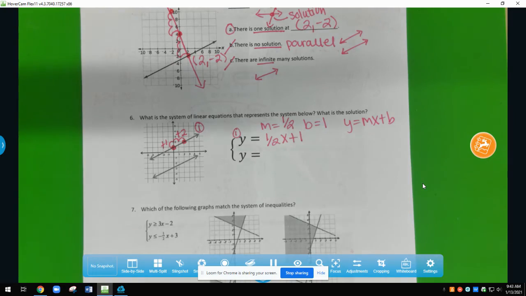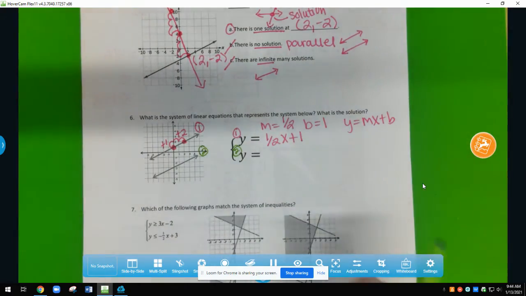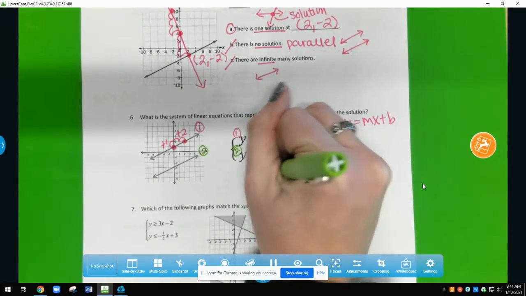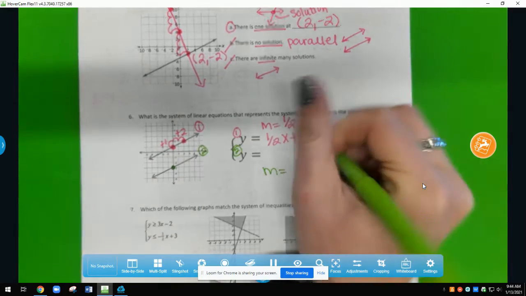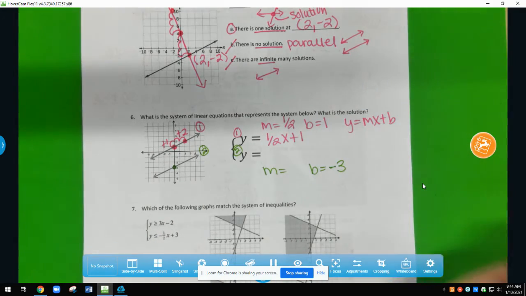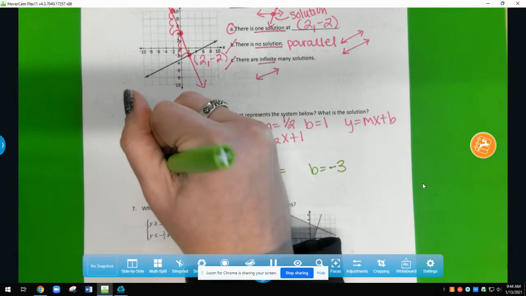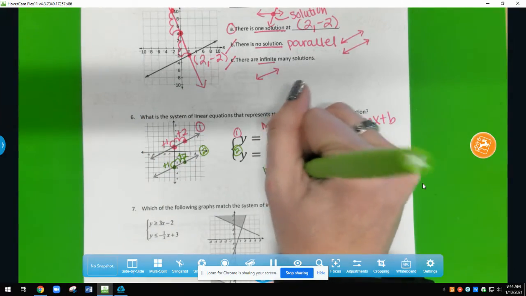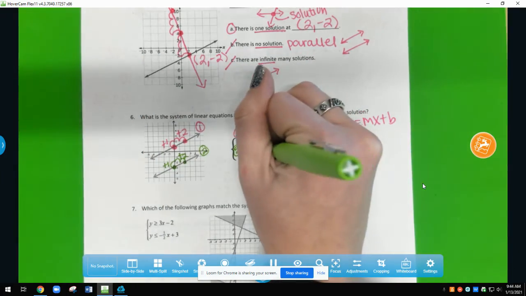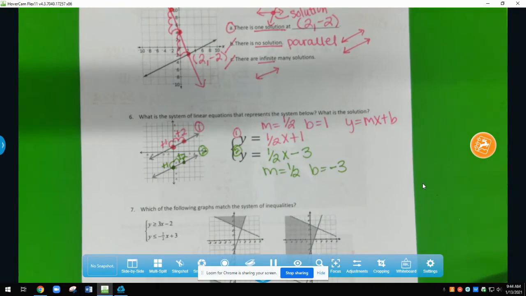For line number 2, I'm going to use a different color. Again, I need my m and I need my b. So the b is going to be -3. Again, I'm going to pick another point and find the slope. I'm going to go up 1, to the right 2. So my slope is 1/2. So I would have y = 1/2 x - 3.